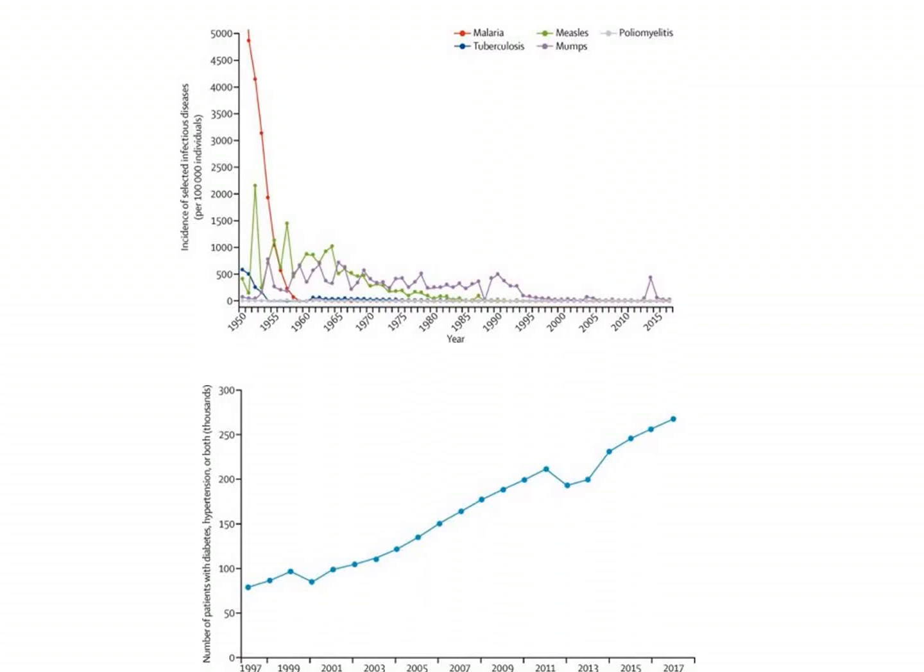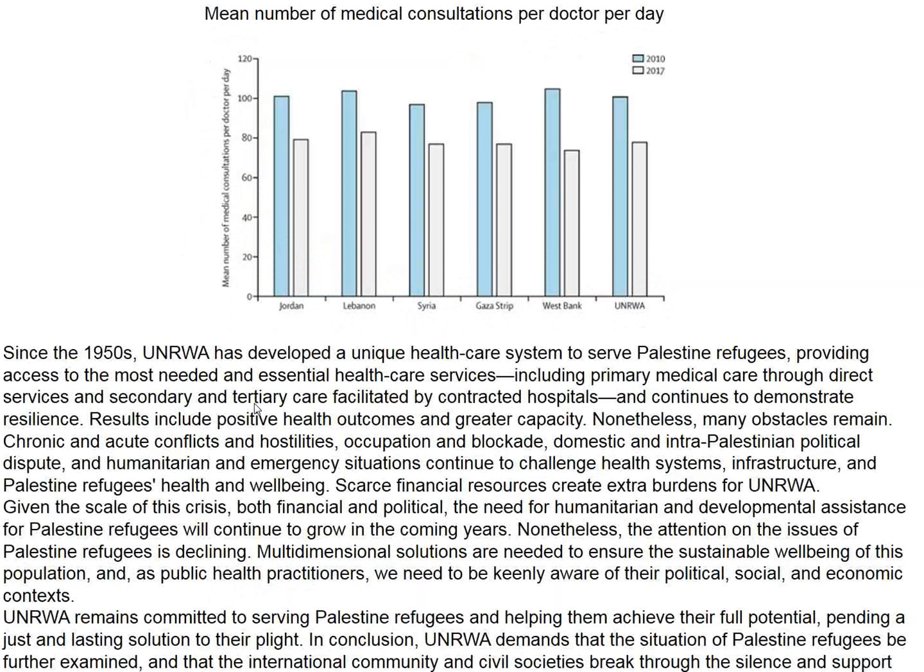And again, the population has increased tenfold. The medical problems have changed. Malaria, tuberculosis, measles, mumps, etc. have disappeared. And now type 2 diabetes, obesity, hypertension, cardiovascular disease afflict Palestinian refugees as they do all people on the planet. And we can look at the mean number of consultations that are required for these patients are the same as in any adjacent Arab country as shown here.